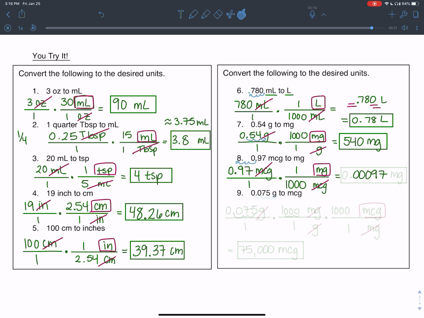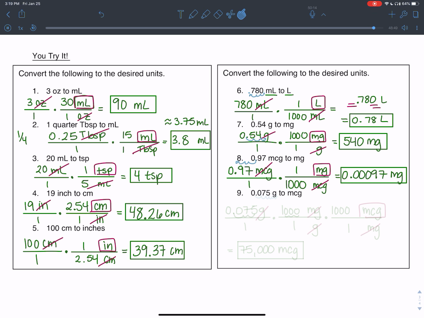Whew, that writing is horrible. Let me try and rewrite that. So what was going on with my pen? 0.000097 milligrams. Okay, there we go.